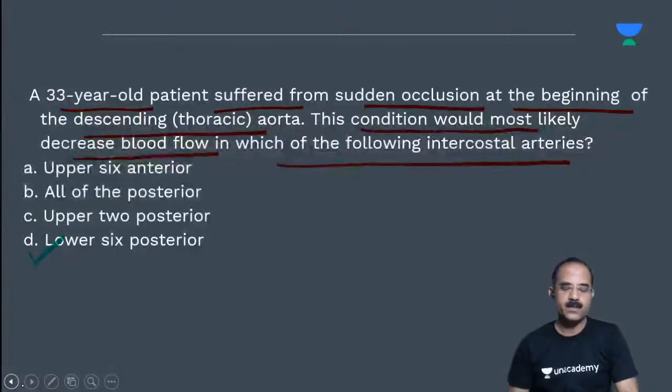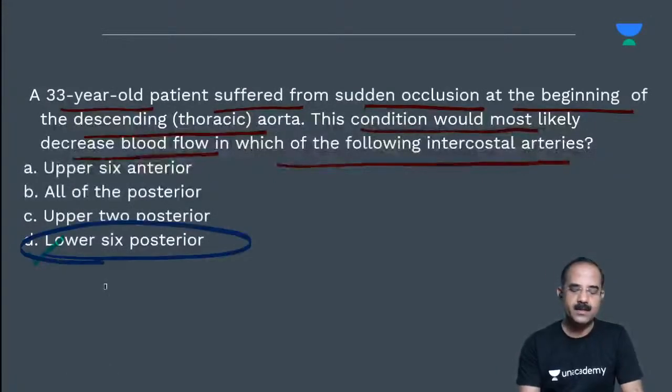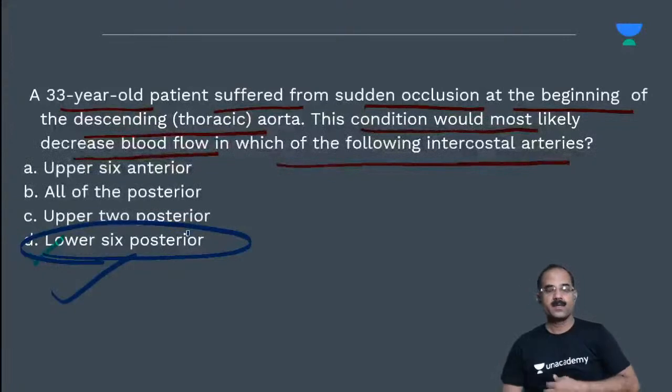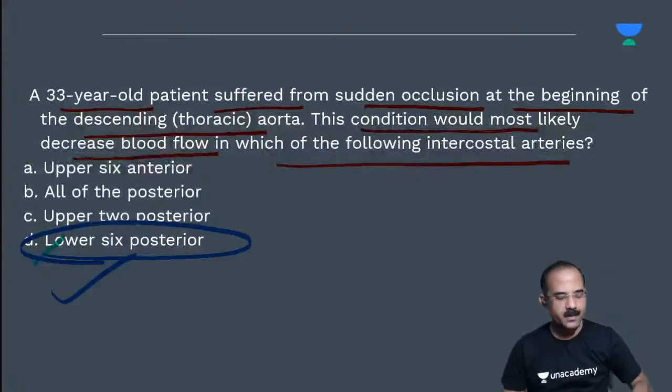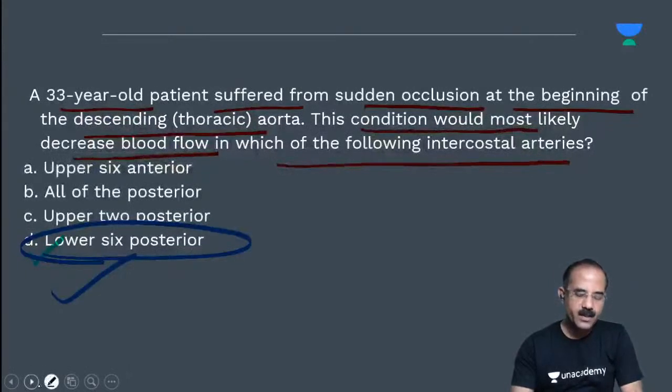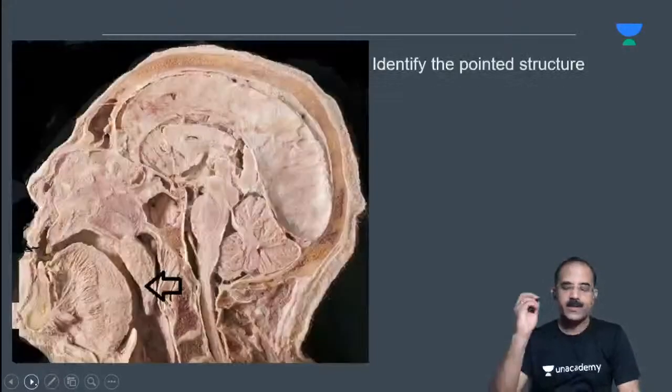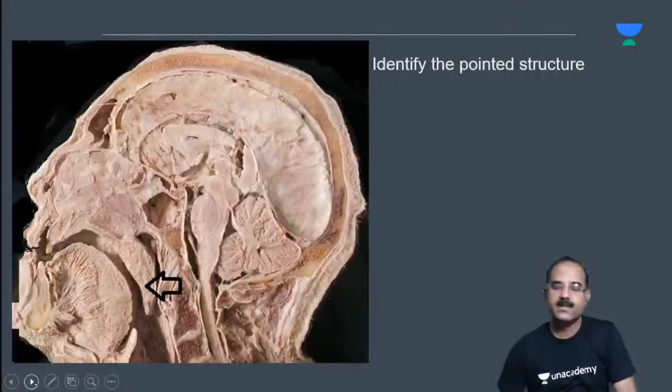Look, that was the MCQ. So the answer is the lower six posterior intercostal arteries. It's basically the lower intercostal arteries, below the second. Very good. Come on to the next slide.